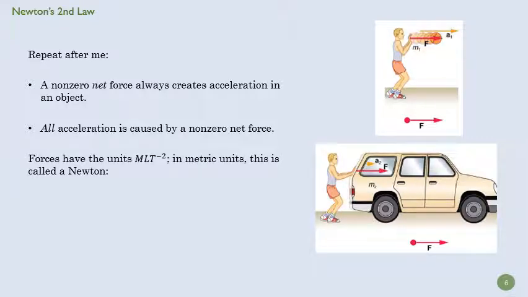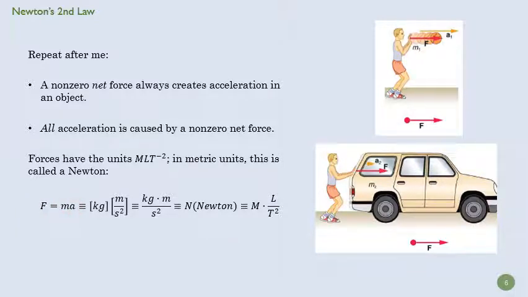The units of force in MLT terms are ML T to the negative 2, or ML over T squared. And in metric units, that's a Newton. So what does a Newton look like? Well, let's look at Newton's second law, force, right? We know force has to have units of force. So this has to have units of force, right?